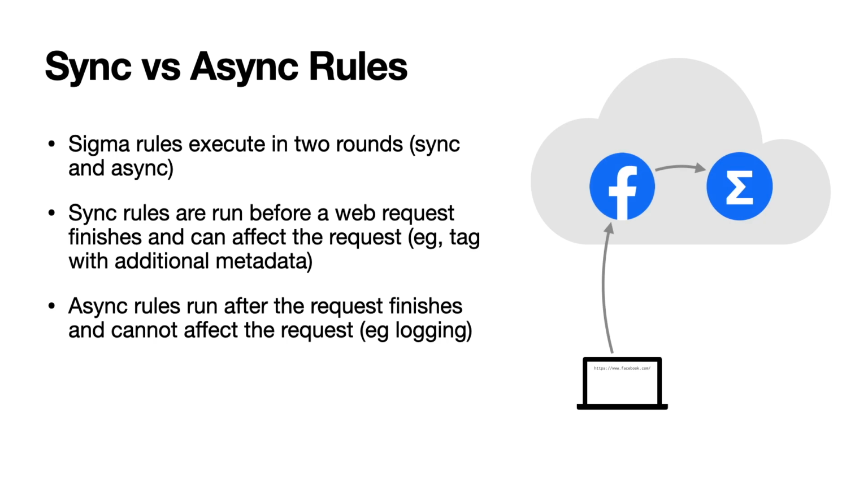First, Sigma will run a variety of synchronous rules. These rules can actually affect the web request itself. For example, they could apply additional metadata to the request before it gets back to the user. After the synchronous rules finish, the Facebook web server will render the page in the user's browser. After that point, Sigma runs some more expensive classification in the async round. These rules cannot affect the outcome of the request, but they can do some actions such as logging.